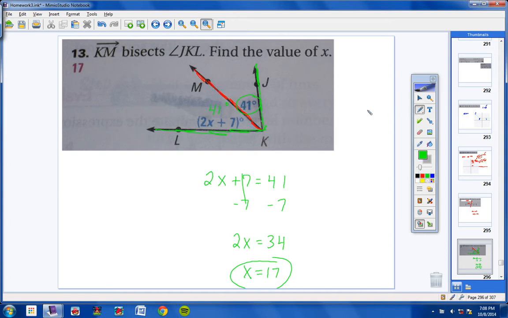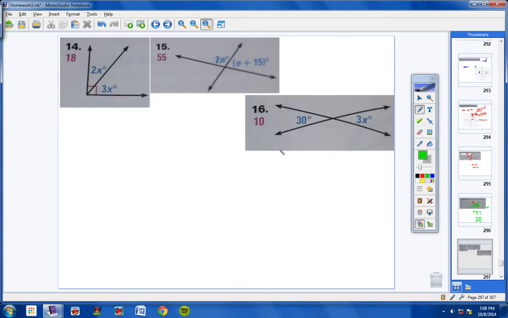And by the way, I could also ask you, what is the measure of the entire angle all the way across? Well, if this is 41 and this is 41, then the entire angle LKJ would be 82 degrees, 41 plus 41, okay? Number 14.